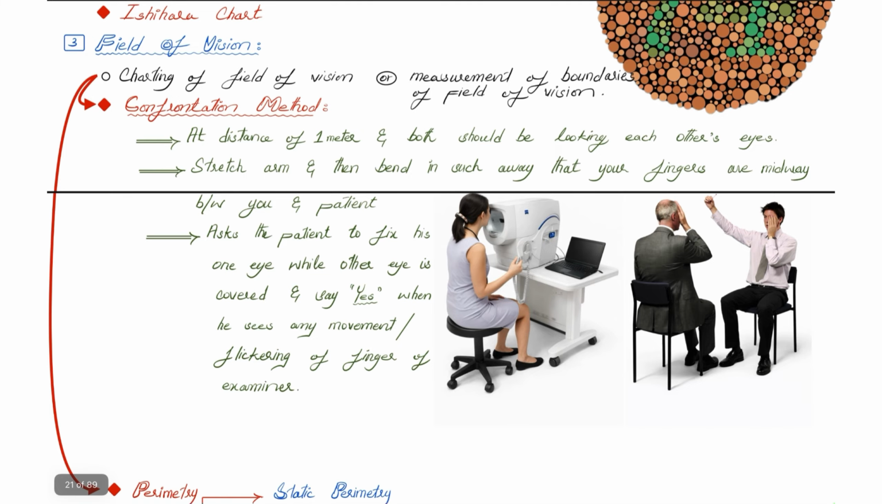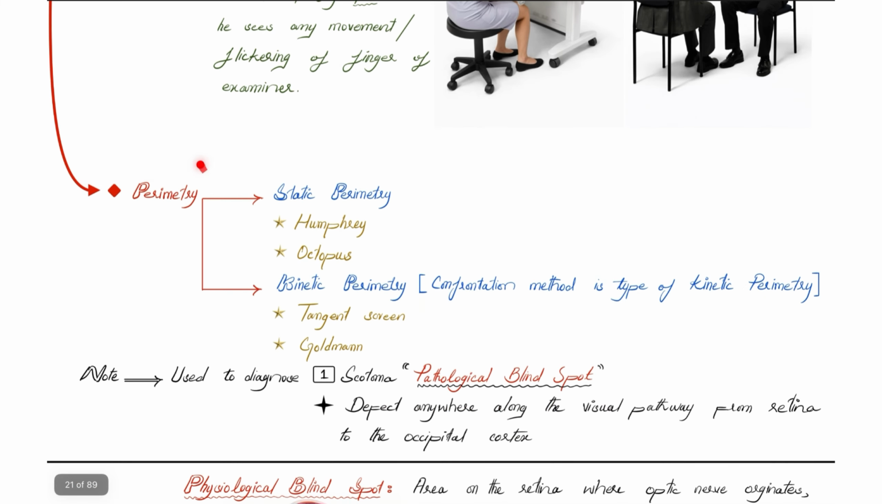Perimetry is a more accurate way of measuring the boundaries of the field of vision or charting the field of vision. And there are two types of perimetry. One is called static perimetry, which includes Humphrey and Octopus, and the other is kinetic perimetry, which includes tangent screen and Goldmann. However, the confrontation method is a type of kinetic perimetry, but it is less accurate.